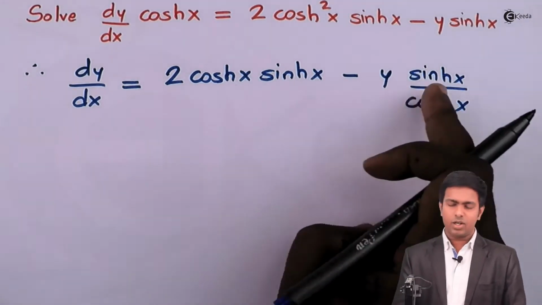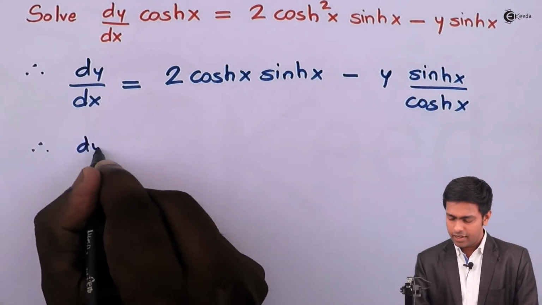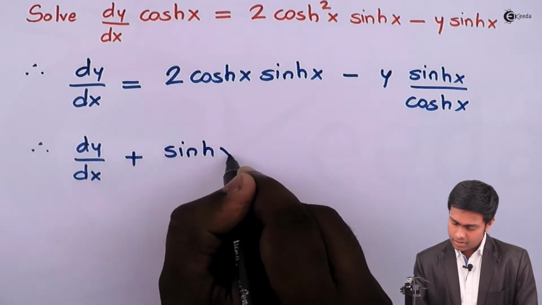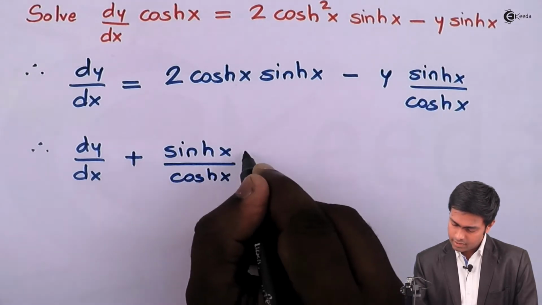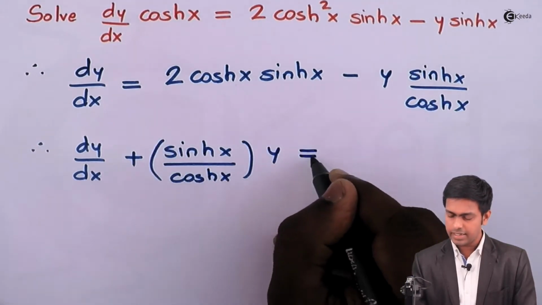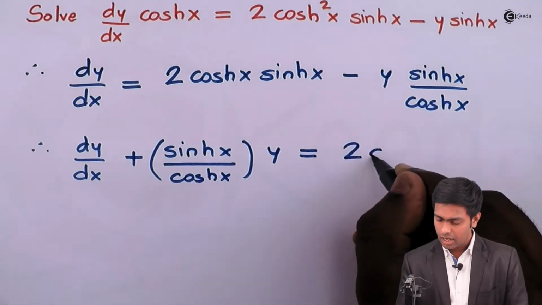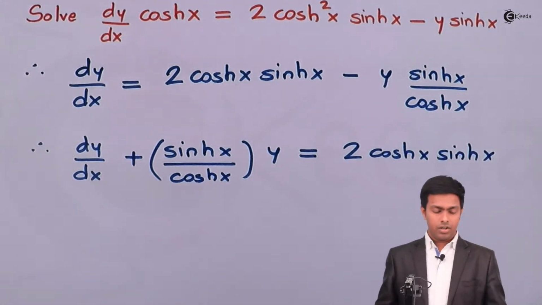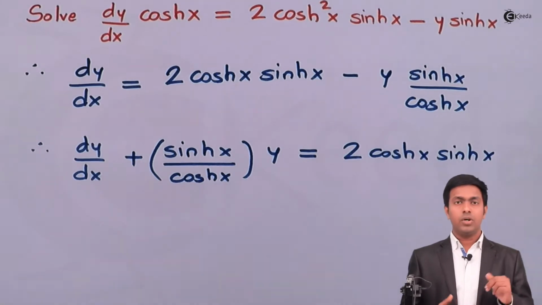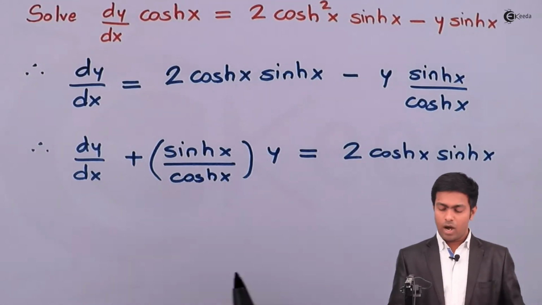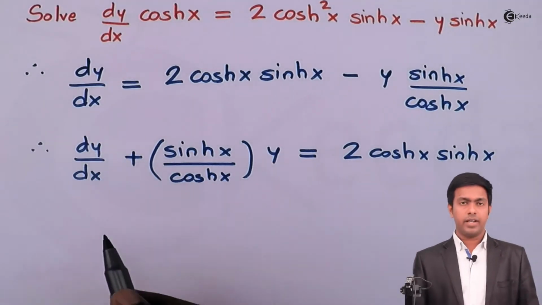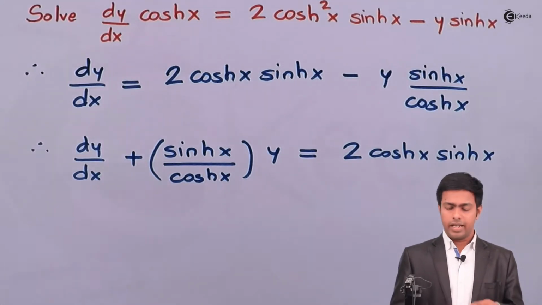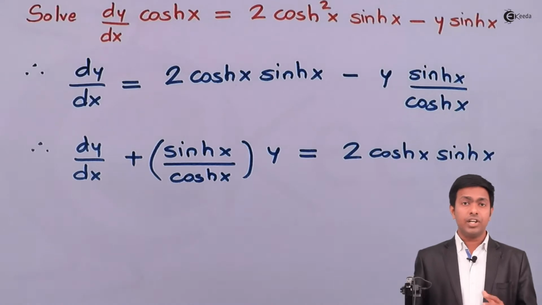Now I'll take this term to the left hand side, so we will get dy by dx plus hyperbolic sin x upon hyperbolic cos x into y is equal to 2 times hyperbolic cos x into hyperbolic sin x. And guys, here this equation got converted into a linear differential equation where y is the dependent variable and dy by dx is the derivative of the dependent variable, and both are having degree 1. So such an equation is called a linear differential equation.